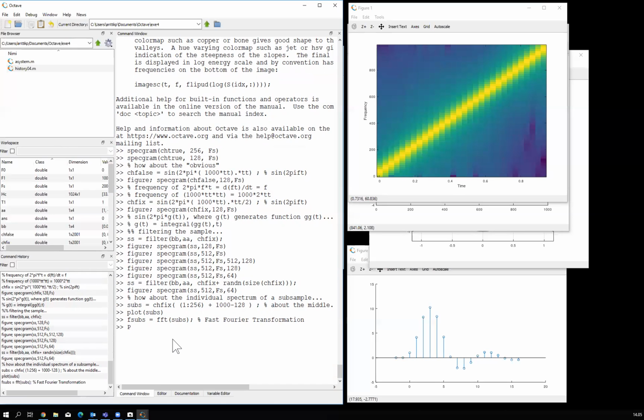So power spectrum, I will say PS, equals F subs dot times complex conjugate of F subs. That's the definition. So that is the power spectrum.